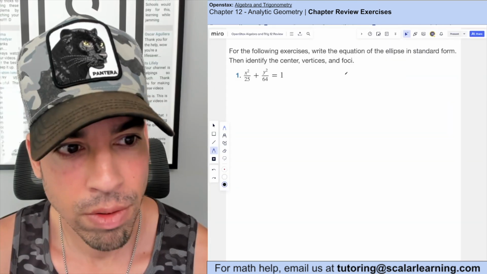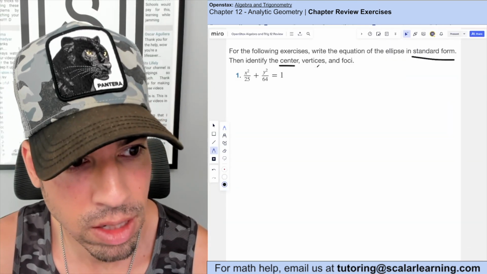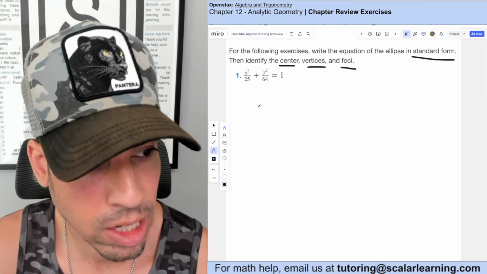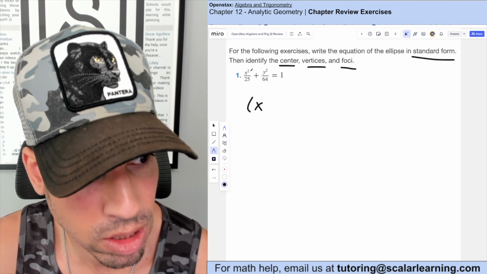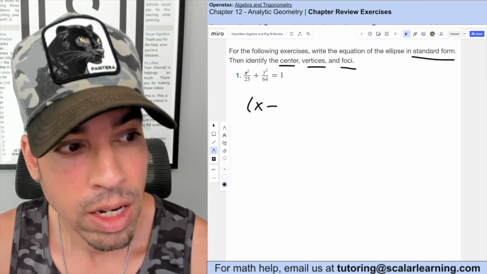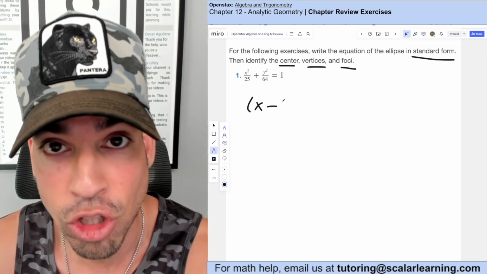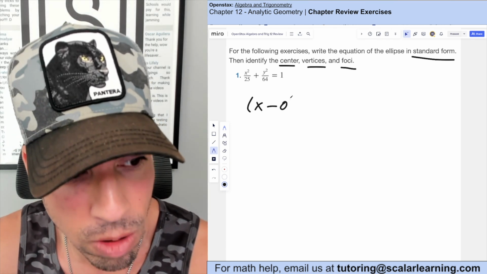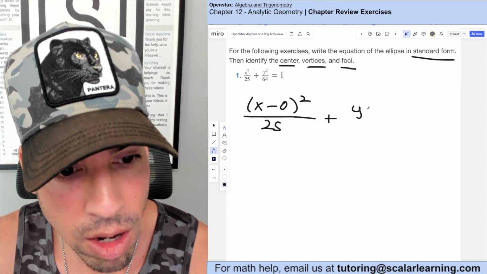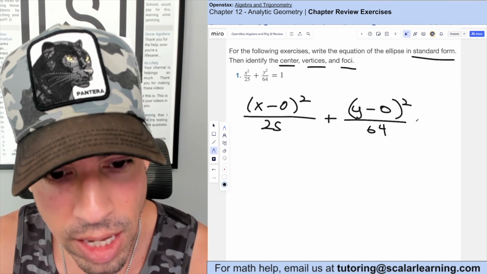Let's do it. For the following exercises, write the equation of the ellipse in standard form. Then identify the center, vertices, and foci. All right, so this one pretty much is in standard form, right? The only difference is we'd want to have minus the coordinates of the vertex. Well, it's kind of there, but there's nothing in the parentheses that should be there. So then we can assume that that's going to be 0. So I can rewrite it like this, and then I got y minus 0 squared over 64, and that's equal to 1.